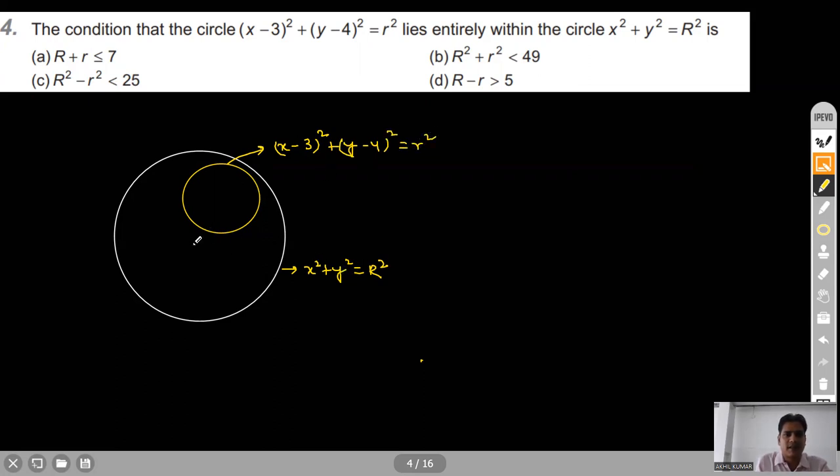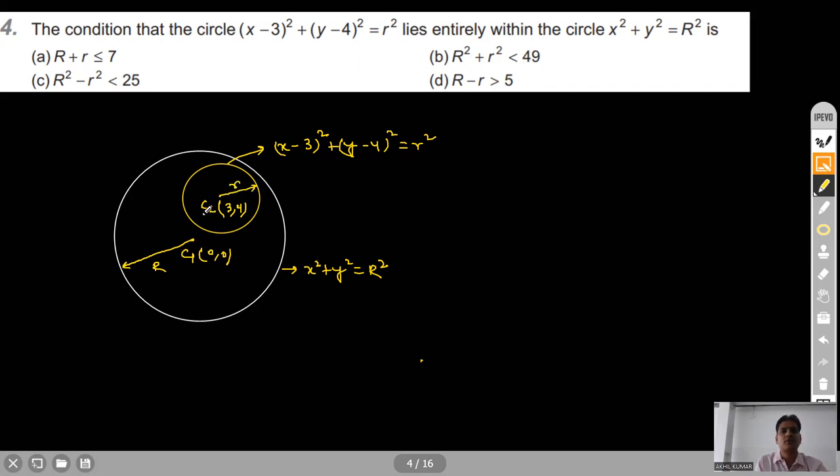And what is the center of this bigger circle? The center of this bigger circle is 0, 0. And what is the radius for this circle? The radius is r. And for this smaller circle, what is the center? 3, 4, right? 3, 4 is the center of this circle. And what is the radius? It is r.